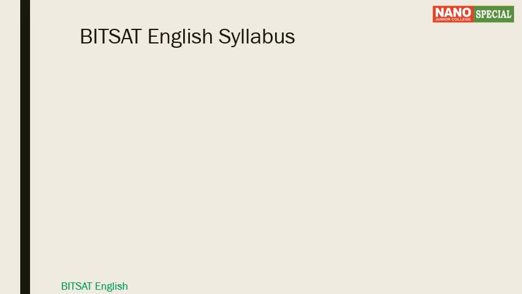Let us now look at the syllabus. As per the official syllabus published by the BITSAT authorities, your English syllabus consists of 4 parts. One is vocabulary or word related, and the remainder of this video will be dedicated to questions dealing with the vocabulary section. Then you have reading comprehension.